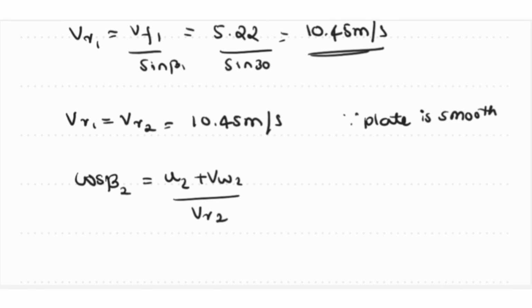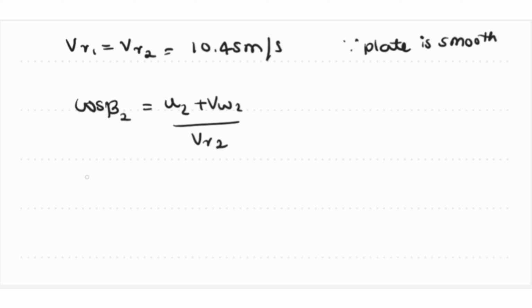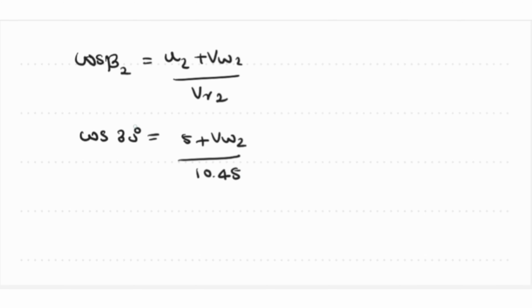So here cos of beta 2 is 30 degree, U2 is 5, Vw2 is unknown, Vr2 I have calculated as 10.45. So substitute all the values and calculate it. So you'll get Vw2 is equal to 4.05 meter per second.